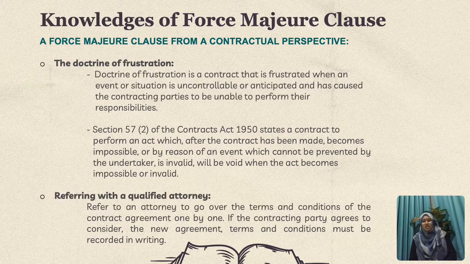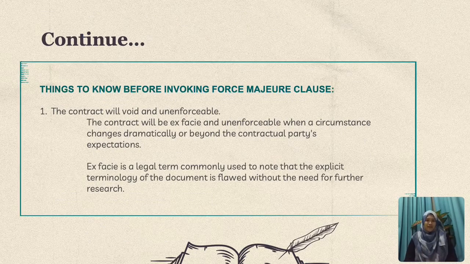also seek professional advice from an attorney to guarantee that their rights are preserved in the future. Before applying force majeure clause, the contracting parties must know that their contract will be void and unenforceable. The contracting party invokes force majeure when unexpected events occur throughout the terms of the contract. The contract will be ex facie and unenforceable when a circumstance changes dramatically or beyond the contractual party's expectation.